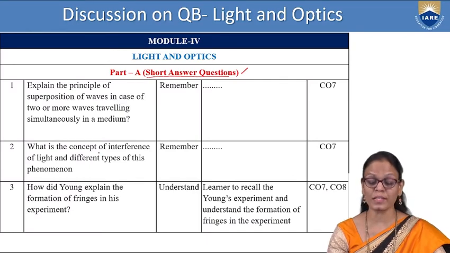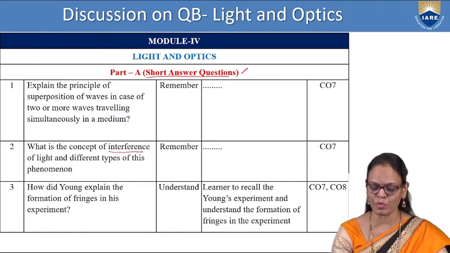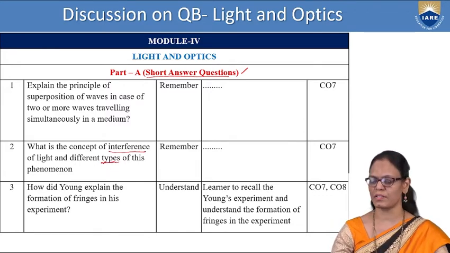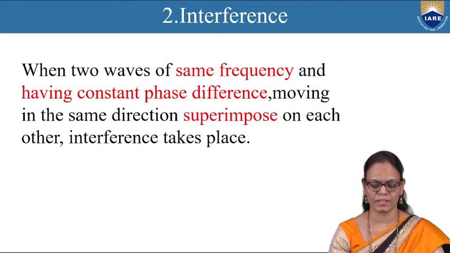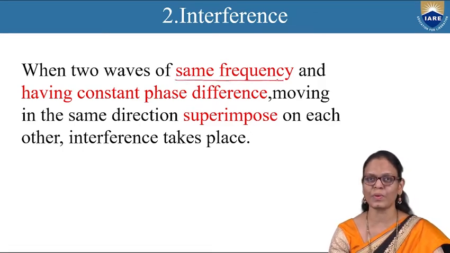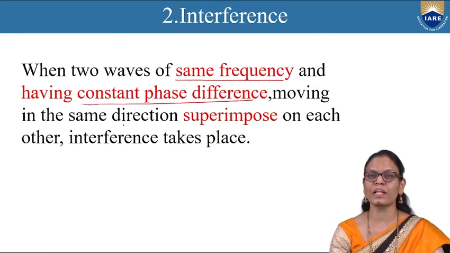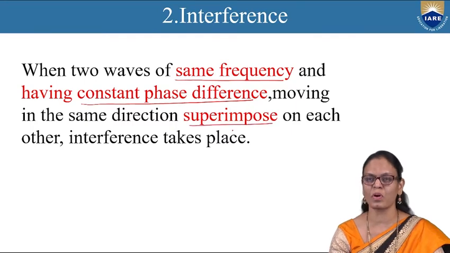Now the next question, what is the concept of interference of light and different types of this phenomena? So first we'll have to define what is interference and then we will also talk about the different types of interference. So first let us see interference. When 2 waves of the same frequency and having constant phase difference, so these 2 terms are important. They should have the same frequency and there should be a constant phase difference and moving in the same direction, superimpose on each other. Interference takes place.